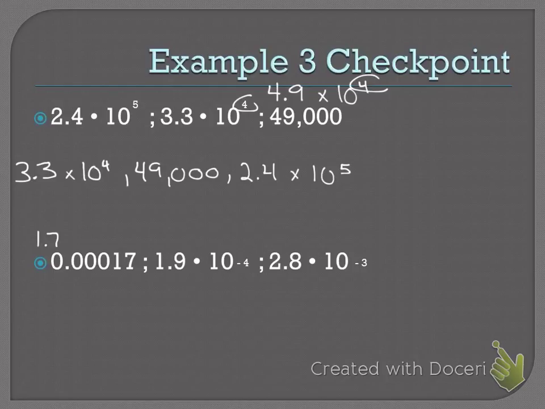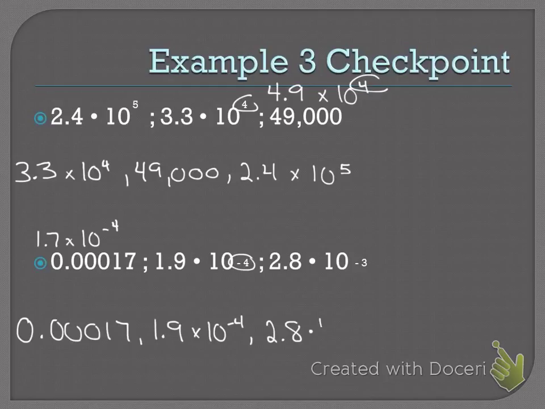On the last one, 1.7 times 10 to the negative 4th. Well, I have a tie for the smallest, so now I need to look at my decimals. And is 1.7 smaller or 1.9? 1.7, so 0.00017, then 1.9 times 10 to the negative 4th, then 2.8 times 10 to the negative 3rd.